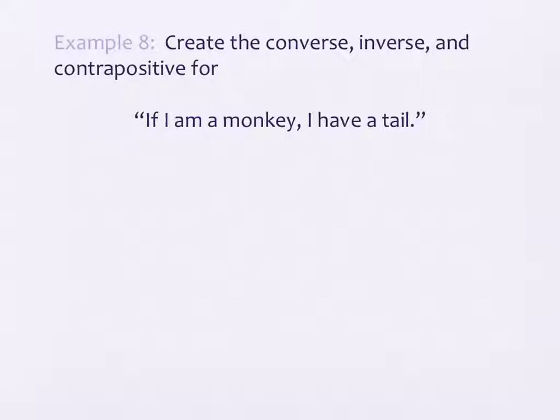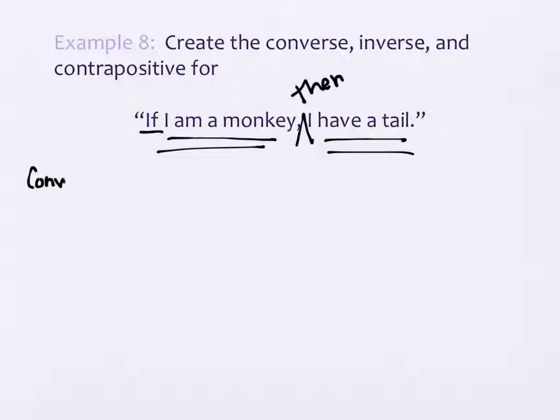So the statement already has a connective of if-then, right? The word then is not actually there. It doesn't have to be. It's understood to be. The two statements we have are I am a monkey and I have a tail. No apes in this particular statement, the way it's written. All right? But we're going to do the converse first. So to do the converse, what changes?